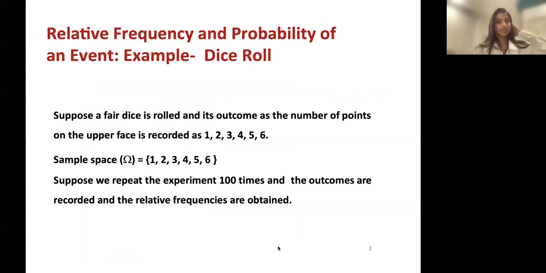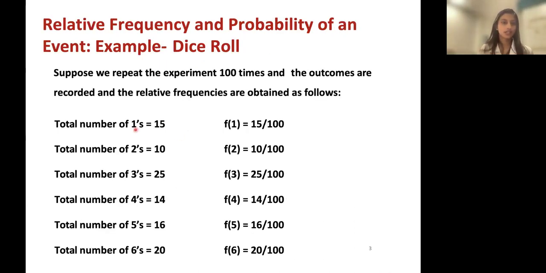Now let's look at another example with a dice. Let's say a fair dice is rolled and its outcome is the number of points on the upper face. It could be either 1, 2, 3, 4, 5, 6. We are repeating the experiment 100 times and we calculate relative frequencies. Let's say when we roll the dice 100 times, number 1 has occurred 15 times, 2 has occurred 10 times, 3 has occurred 25 times, and so on. So the relative frequencies would be 15 by 100, 10 by 100, 25 by 100, and so on. These are the relative frequencies for 100 times.